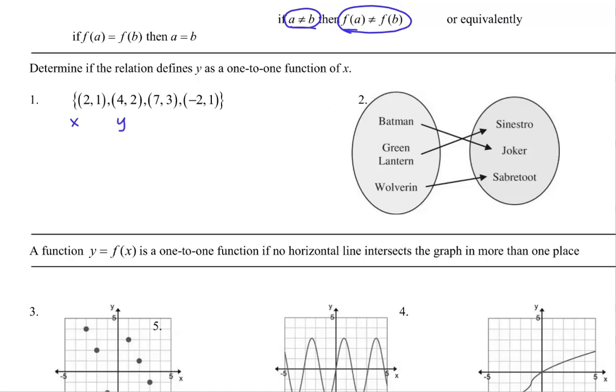I'm going to draw it out in terms of columns with x's and y's. The first point, 2, 1, sends 2 to 1. 4, 2 sends 4 to 2. 7, 3 sends 7 to 3. And -2, 1 sends -2 to 1. So this is not a one-to-one function because we have 2 going to 1 and we also have -2 going to 1. Each x value only goes to one y value in example 2.